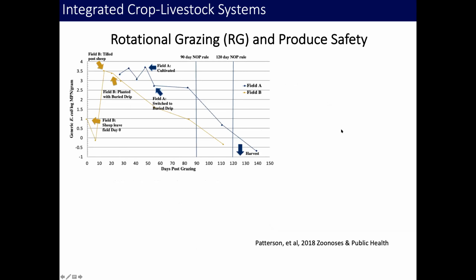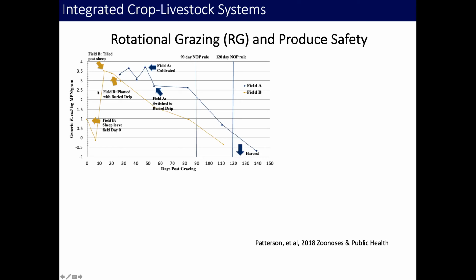I'm going to show one of these initial studies that was done by my student, Laura Patterson, where we worked with a conventional commercial working farm, and we followed the survival, the persistence of generic E. coli in the soil, shown here on the graph, along the time post-grazing. We followed two fields, field A and field B, and because of coordination with the farm, one of the fields we were able to sample when the sheep left the field, and the other one later on.